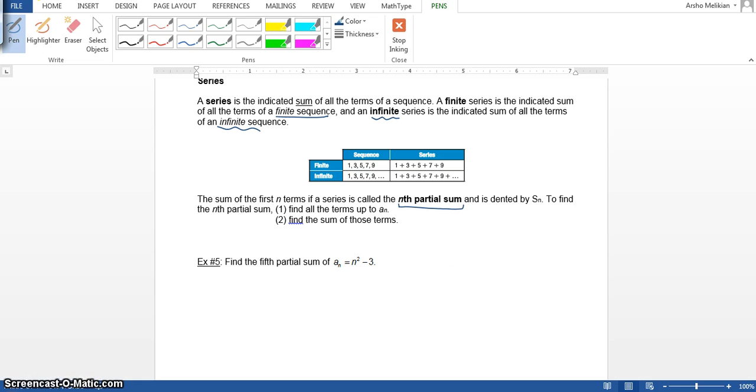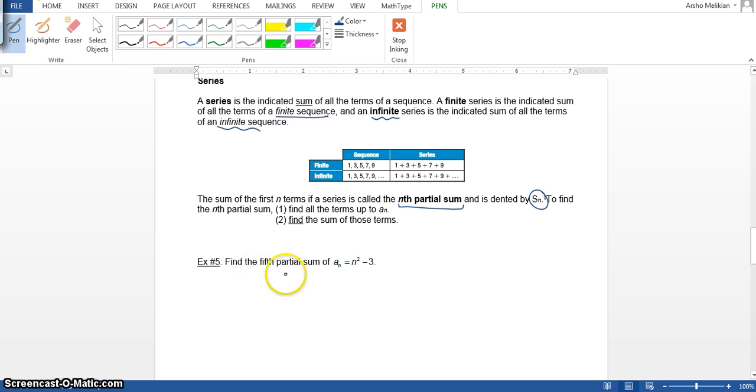Now, sometimes what we need to find is the nth partial sum. This just means the sum of not all the terms in the sequence, but the first 5, or the first 10, or the first 4. That's the nth partial sum, and the notation for it is capital S subscript n. So to find the nth partial sum, you find all the terms up to an. For example, if you were finding the 6th partial sum, you find the first 6 terms, then you add them all up. All right, so let's try them out here.